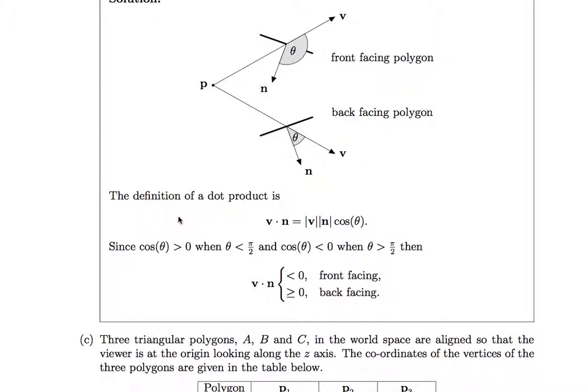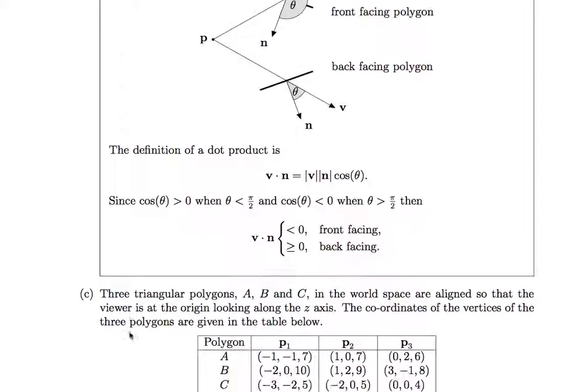Okay, so if we have a look at the definition of a dot product, v dot n is equal to the product of their magnitudes times the cosine of the angle between them. So for the back-facing polygon, where the angle was less than 90 degrees, the cosine will be positive, because cosine is positive when the angle is less than 90 degrees. For the front-facing polygon, where the angle is greater than 90 degrees, the cosine is going to be negative. Because the magnitudes are always going to be positive, when v dot n is negative, we have a front-facing polygon. When v dot n is positive, we have a back-facing polygon.